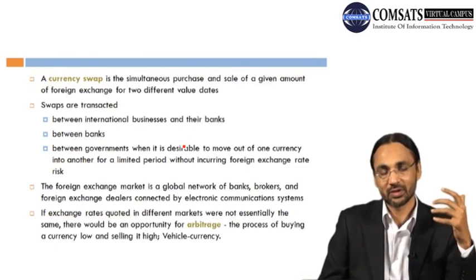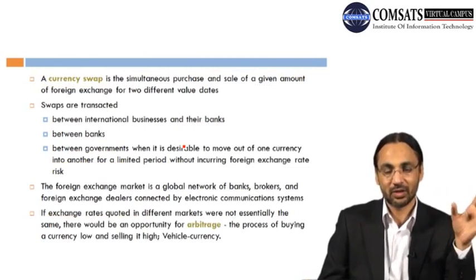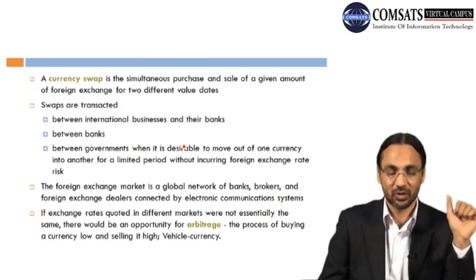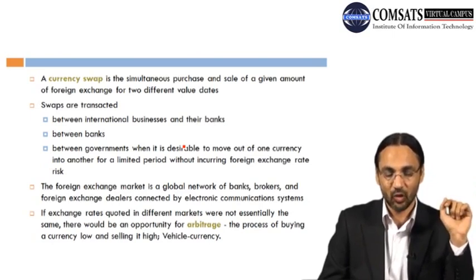Another thing we discussed is the currency swap. It is the simultaneous purchase and sale of a given amount of foreign exchange for two different value dates. Swaps are transacted between international businesses, banks or between governments. The foreign exchange market is a global network of banks, brokers and foreign exchange dealers connected with an electronic communication system. If foreign exchange rates quoted in different markets were not essentially the same, there would be an opportunity for arbitrage. The process of buying a currency low and selling it high is called arbitrage.